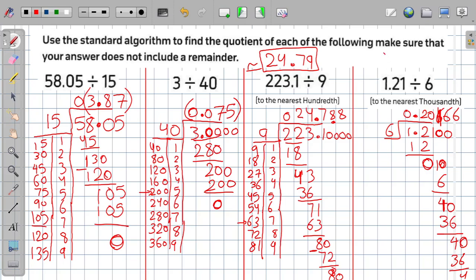So I have 0.201, and 1 is in the thousandth place and the next digit is 6. So I will add 1. So 1 plus 1 equals 2. So our approximated answer will be 0.202. And this is our answer. Okay.